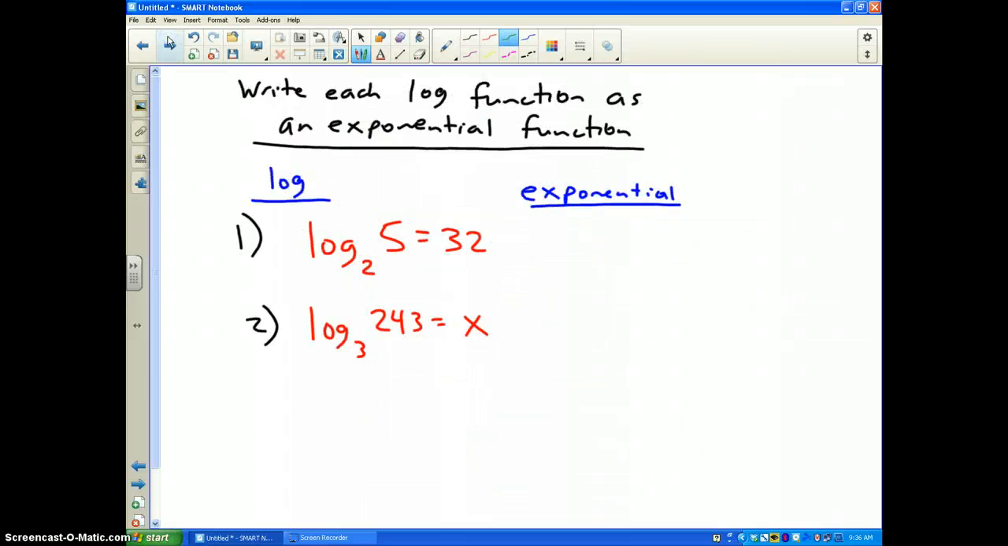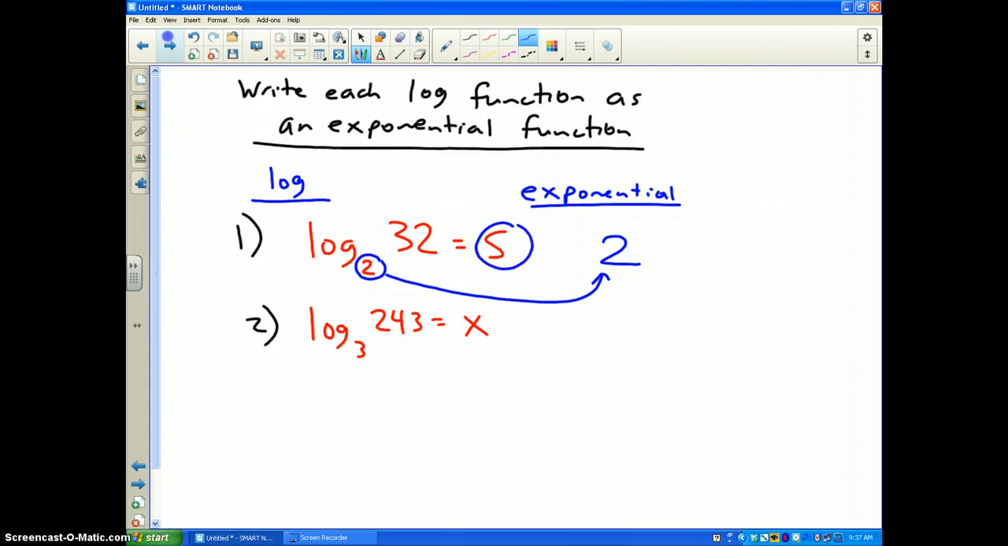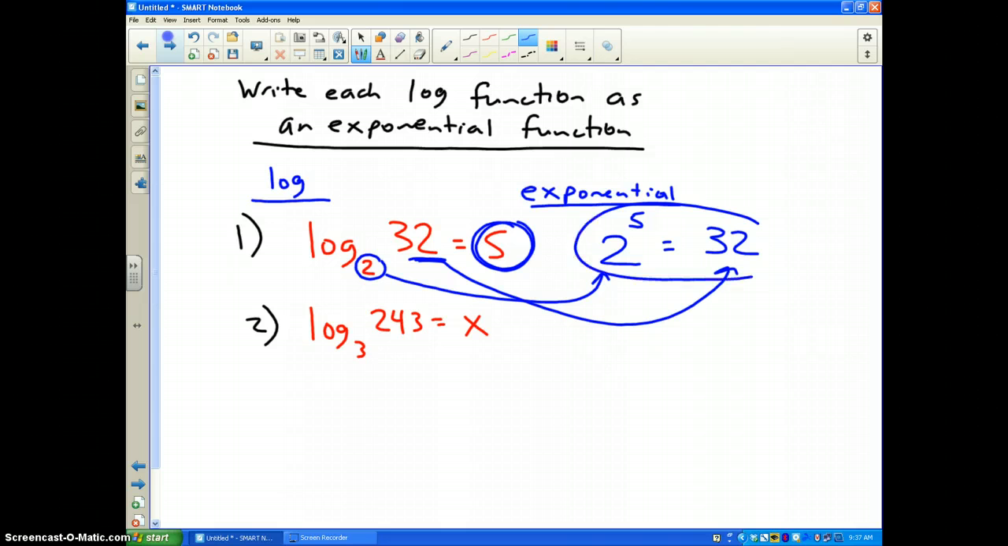Now let's go the other way. I have log base 2 of 32 is equal to 5. All right, well, the base, if I'm going to write it as an exponential function, becomes the big number. What it equals, the answer, becomes my power. And then this big number here is after the equal sign. And there you go. That's how you write it exponentially.